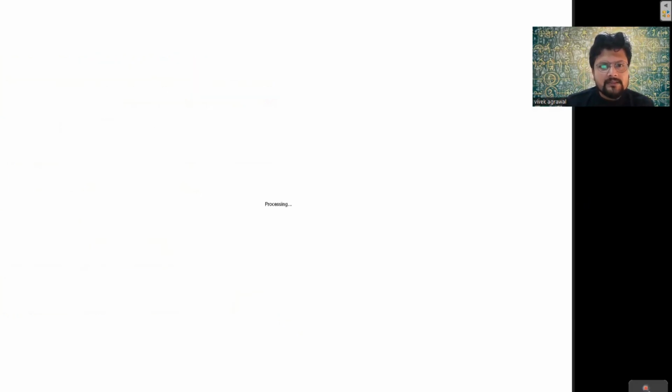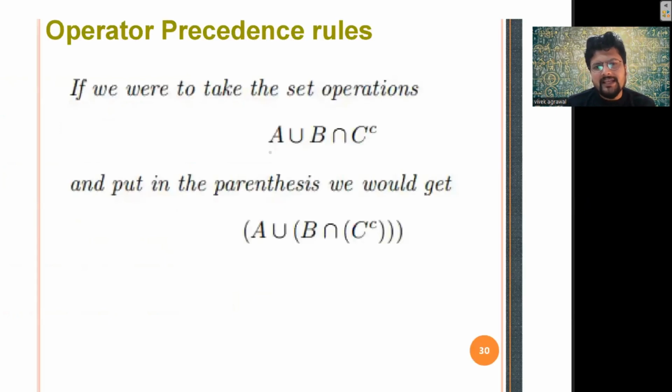Suppose, for example, it has been given to you A union B intersection C complement. First of all, you'll solve C complement. You will find out what is the complement of C. Then you will do the intersection of C complement with B, and whatever answer you are getting, you'll combine this with A. So we'll apply the parentheses like this.